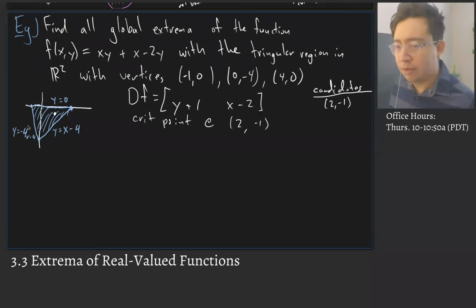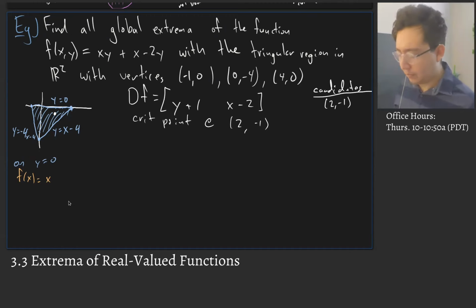So these are the three parts of this boundary. And what we can do is, in this equation up here, make these substitutions. So on y equals 0, we're going to see that f of x is equal to, we just plug in 0 here, we just get an x. Okay.